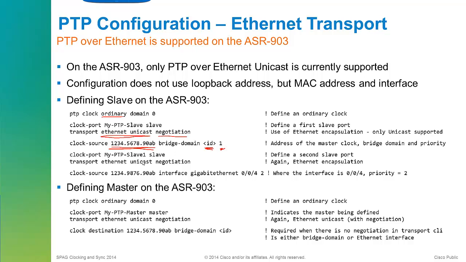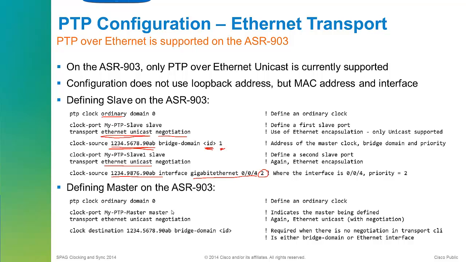And then just to show you here, if you have a second slave, you define a second slave. For instance, it might be on a different interface, and it might have a different MAC address. So again, Transport Ethernet unicast, a clock source is a different MAC address to the one before, and it might be on an interface this time. So the traffic, you can define it, either it's been put in a bridge domain or it's coming in gigabit Ethernet, and it's priority 2. So that just gives you some examples of how to configure slave in both bridge domain and interface configuration.